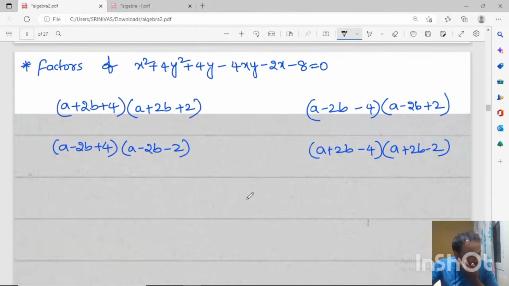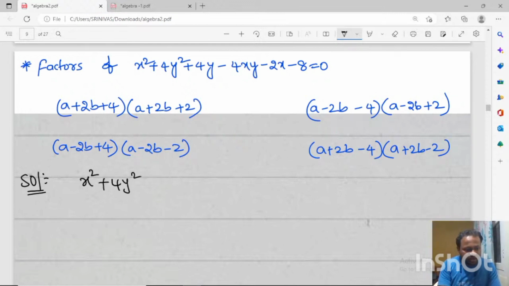See another problem. Question. What is given in the question? So, x square plus 4y square plus 4y minus 4xy minus 2x minus 8 is equal to 0. This is given.